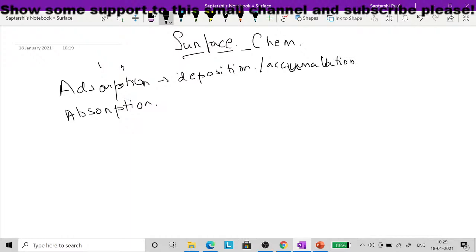And then what is absorption? Absorption is actually the penetration. When the molecules penetrate into another molecule, it is called absorption. But when the molecules are deposited or accumulated on the surface of the other molecule, it's called adsorption.